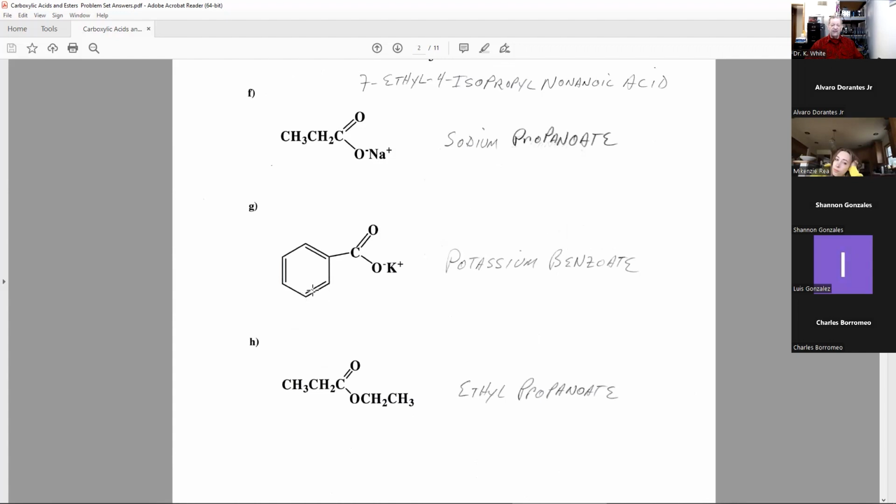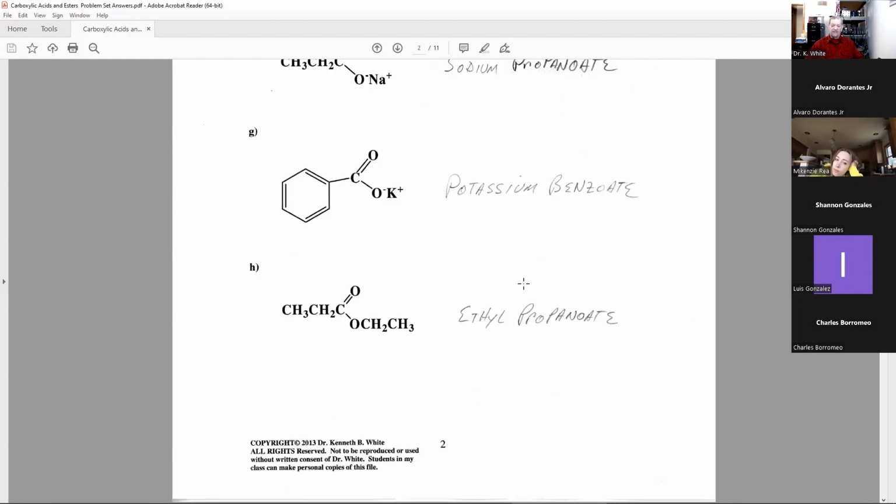Now, when R is a benzene ring, you have to use the IUPAC method. That is, it's still named the cation as the element it is in front, potassium. If this were an H, that'd be benzoic acid. Drop the IC and the word acid and add OAT or ATE. So benzoic becomes benzo, and then add ATE.